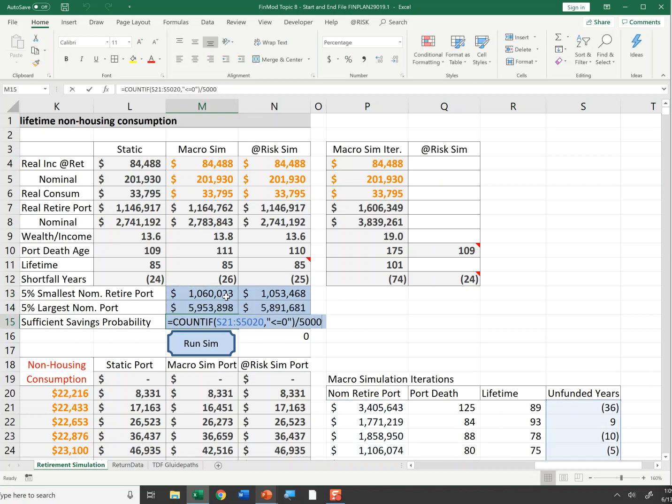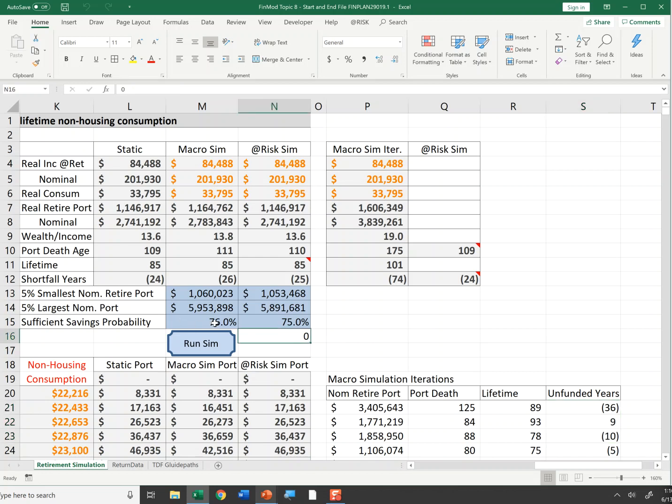Then here's the important statistic for this entire Monte Carlo simulation. I'm going to count the number of years in which I ran out of, or I didn't run out of money. So I'm going to count the number of years in which this is less than 0. And that's 76% of the time I have negative unfunded years. So 76% of the time I have enough money for my entire lifetime based on the consumption smoothing model.